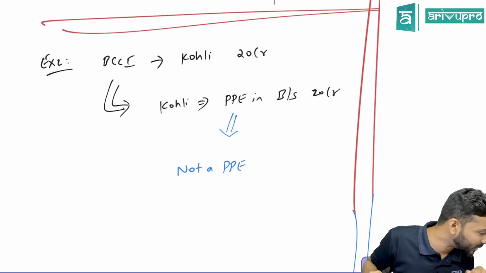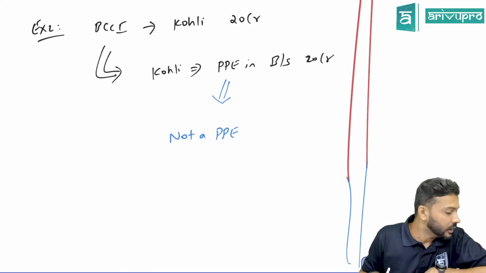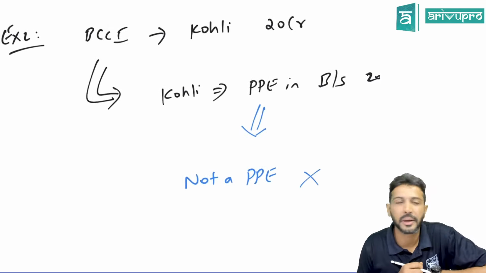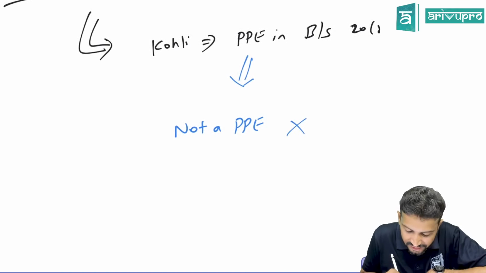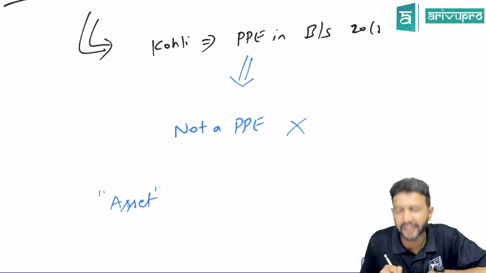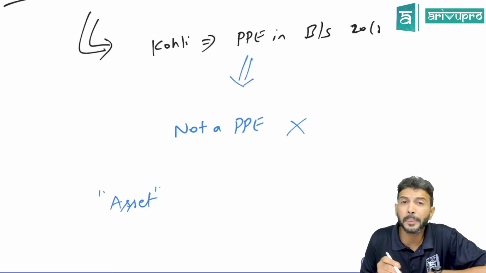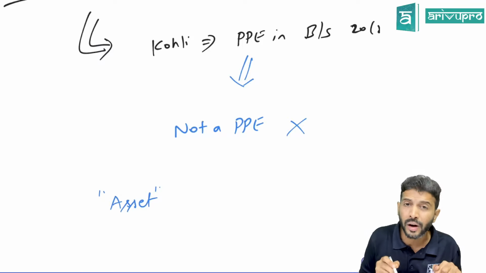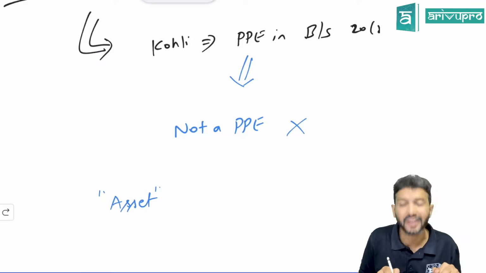We have no control. Majority saying no control. Perfect. Yes. So Kohli is not a property, plant and equipment in BCCI's books because he is not an asset, sir. It fails the definition of an asset. Human beings are not assets because they fail what criteria? They fail the asset criteria.